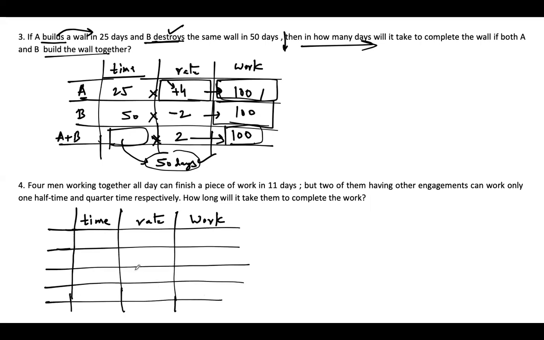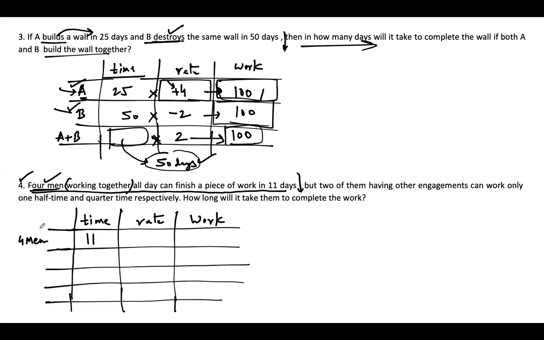Yeah, go on, Palak. 4 men working together all day can finish a piece of work in 11 days. Just a sec. In the previous questions, let's say A was working and B was working, then together they are working. In this question, the differentiating factor is 4 men are already working together, and they can finish a piece of work in 11 days.